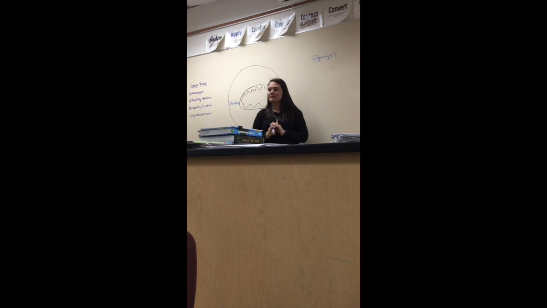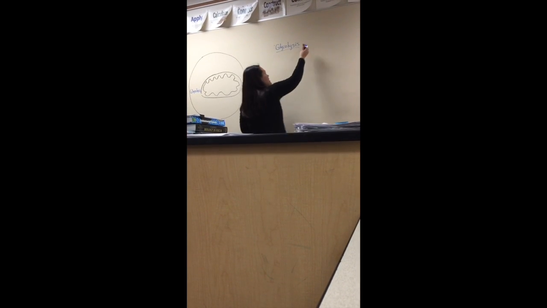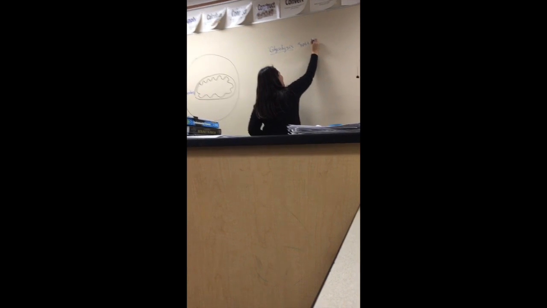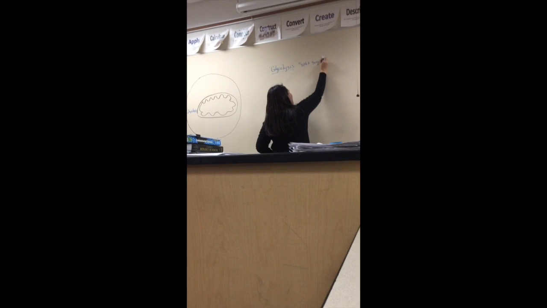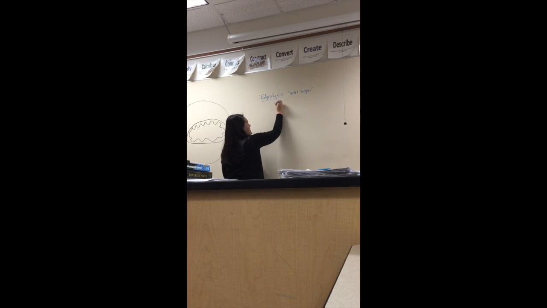And we'll come back to this diagram. We'll just keep referring back to it. So glycolysis. What does the word glycolysis mean? Splitting sugar. Glyco, sugar, lysis, split. So the term glycolysis literally means to split sugar. Okay, and we already said that this happens in the cytoplasm.